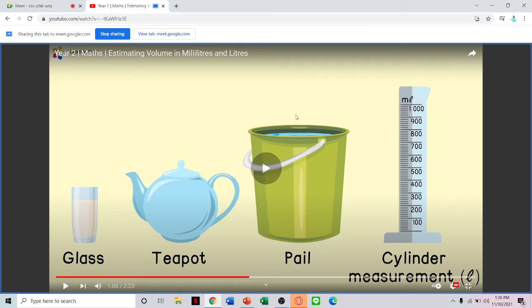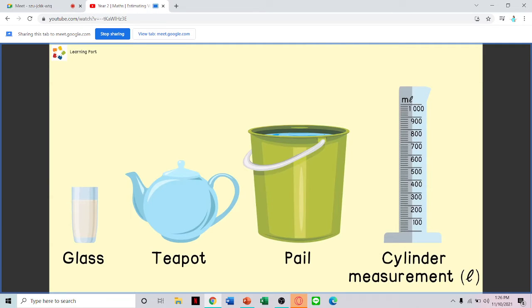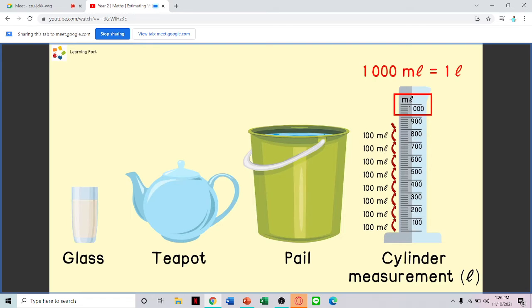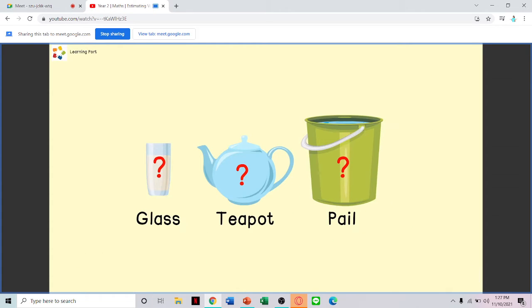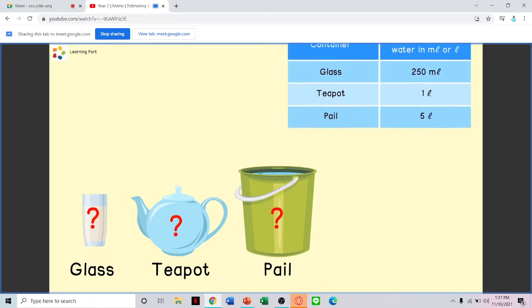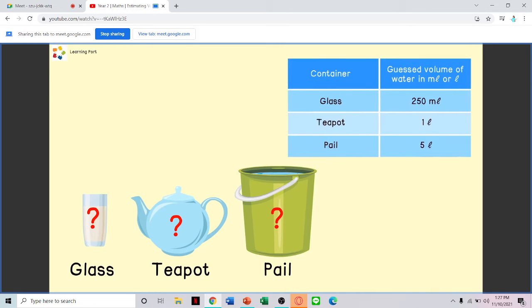Okay, now let's watch. A glass, a teapot, a pail, and a measuring cylinder of 1 liter or 1,000 milliliters. Notice that each graduation of this cylinder is 100 milliliters. Fill the glass, teapot, and the pail with water. Can you guess how much water is in each pot? Let's write Zara's guesses in a table.